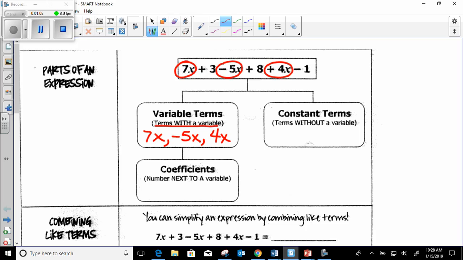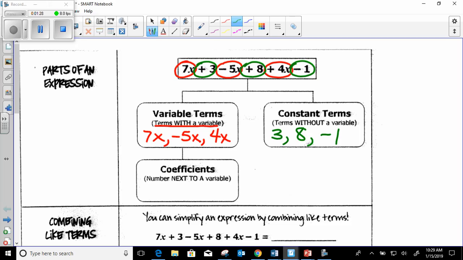Now we're going to circle any constants that are left. So I'm going to use a different color. So we have a positive 3. We have a positive 8. And we have a negative 1.